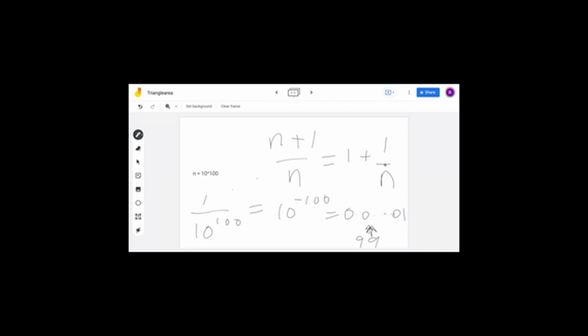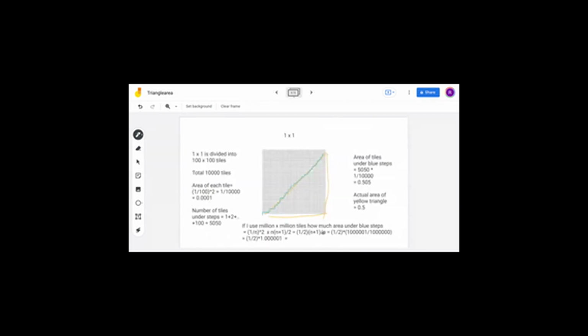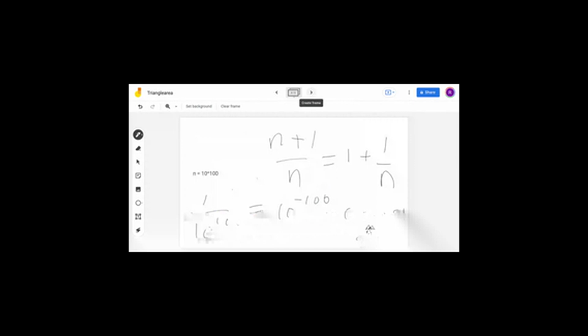But the area of the triangle was not n plus 1 over n. It was actually half of n plus 1 over n. So if I take half of this, then I get half of 1 plus 1 over n. How much is that close to? How much will that become as n becomes larger and larger? What happens to half of n plus 1 over n? Sir, it becomes close to half.